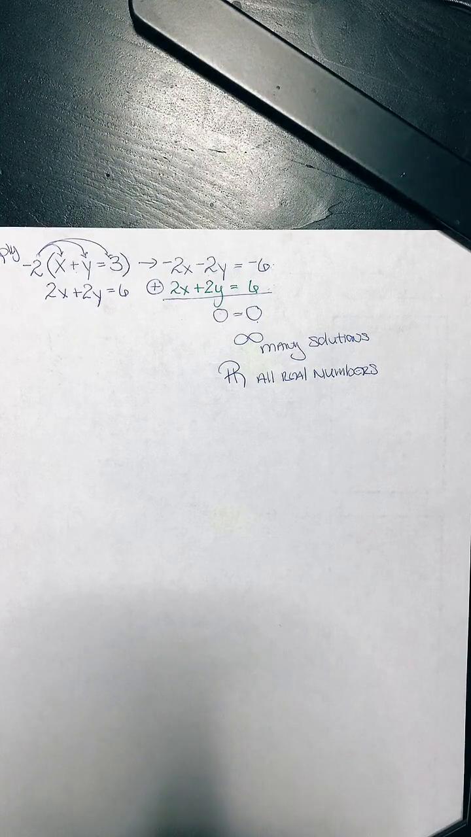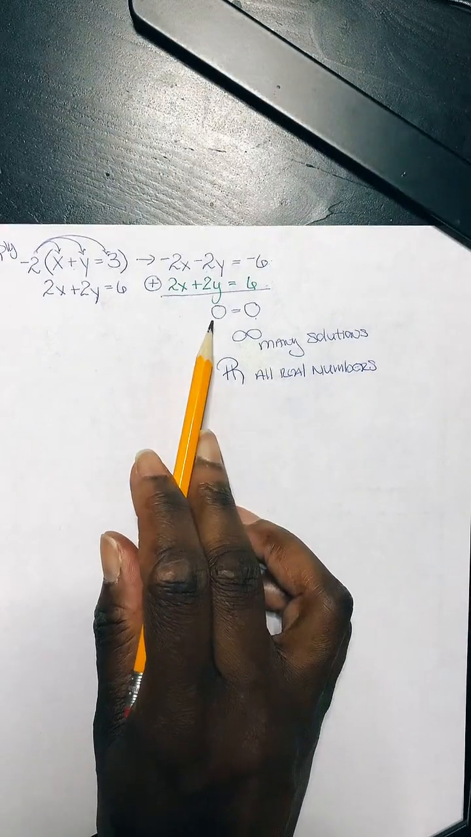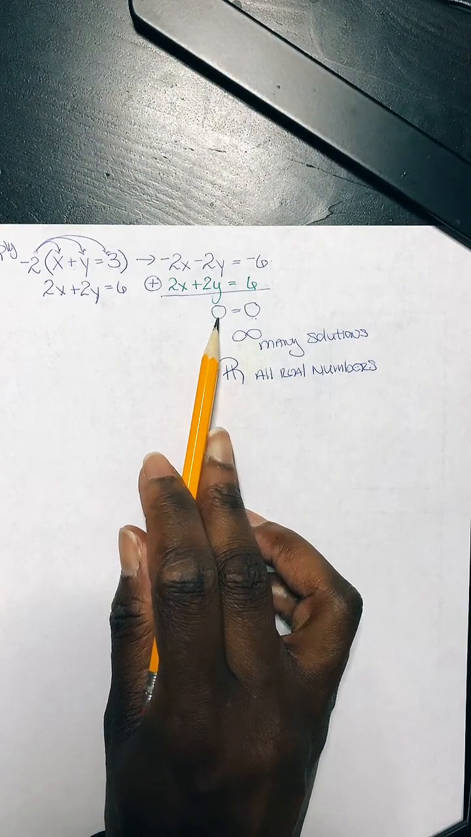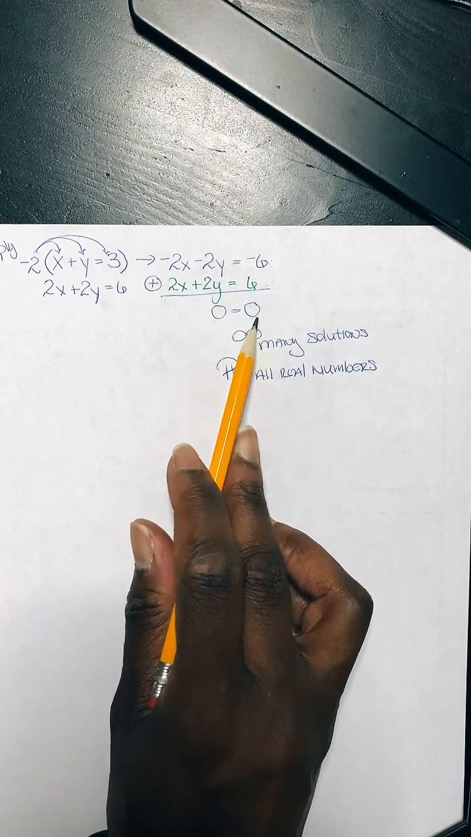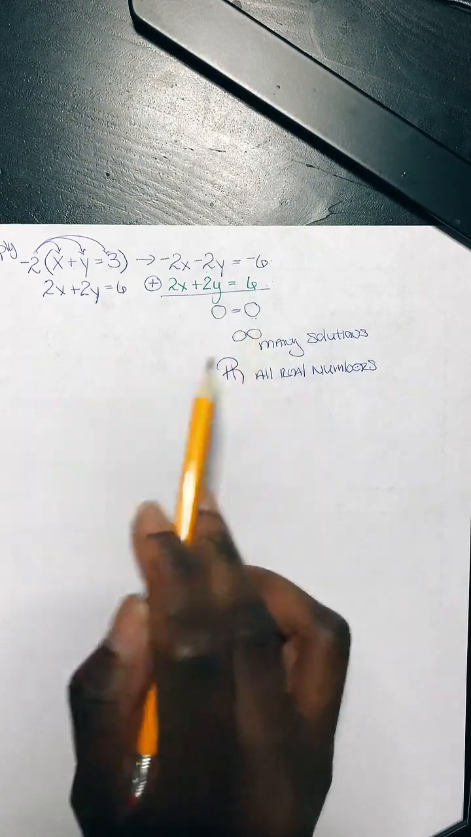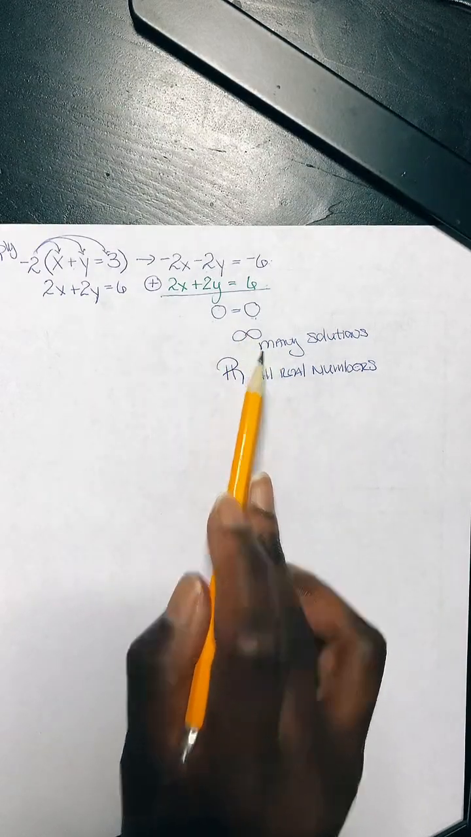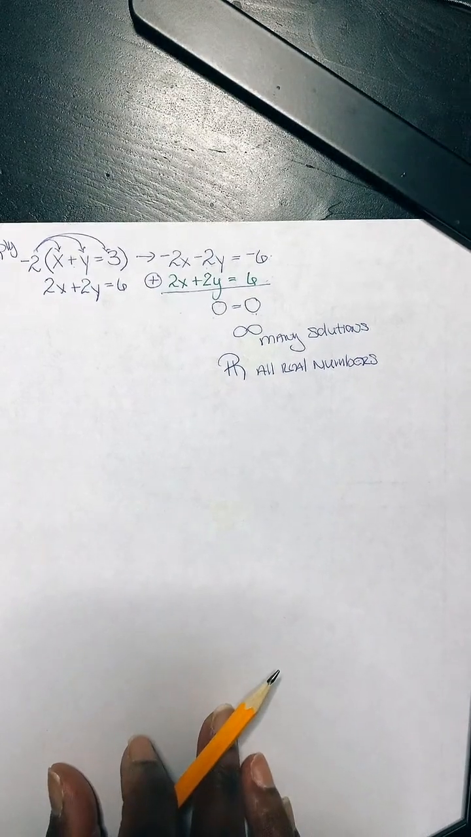I'm too evil. So anyway, when you basically have the same number equal to each other, sometimes it's zeros. Sometimes you might see 5 equals 5, or 10 equals 10, or 28 equals 28. If you get the same answer on both sides of the equal sign, it's always going to be infinitely many solutions.